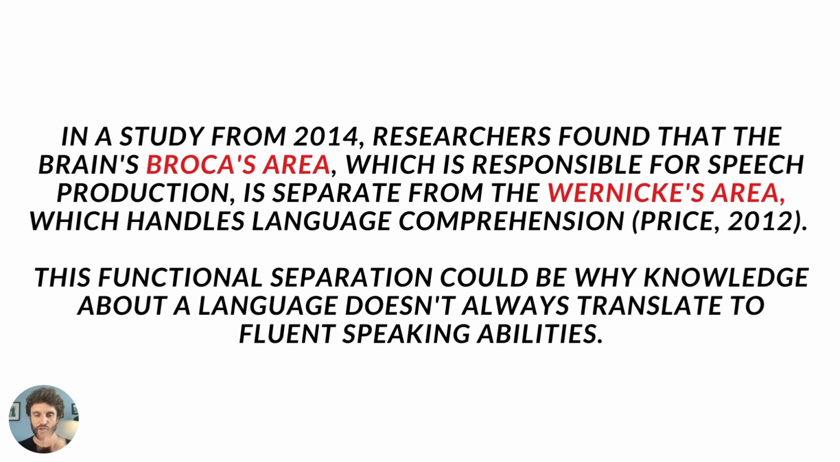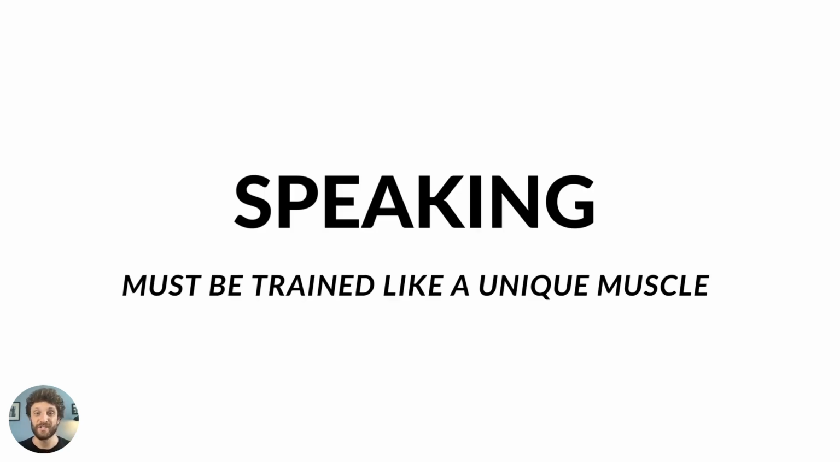Quick bit of science so you can show off and tell your friends. Actually, research found that Broca's area of the brain, which is responsible for speech production, is separate from the area that handles language comprehension, Wernicke's area. So this is some reality that we need to learn about, that we have 2 areas of the brain. Both of them are necessary for communication, and just overemphasizing one of those is not going to allow us to get the goals that we're looking for in speaking English. So speaking must be trained like a unique muscle.